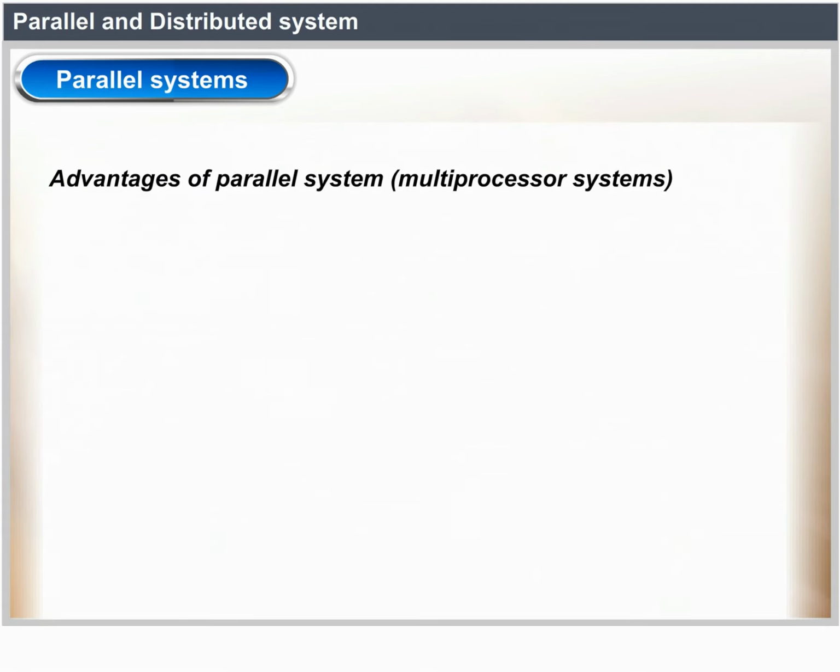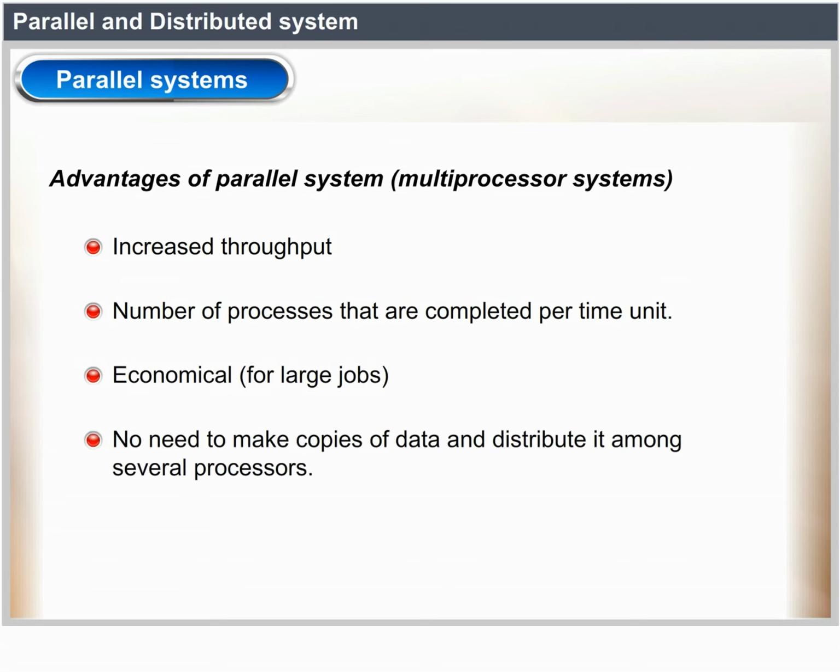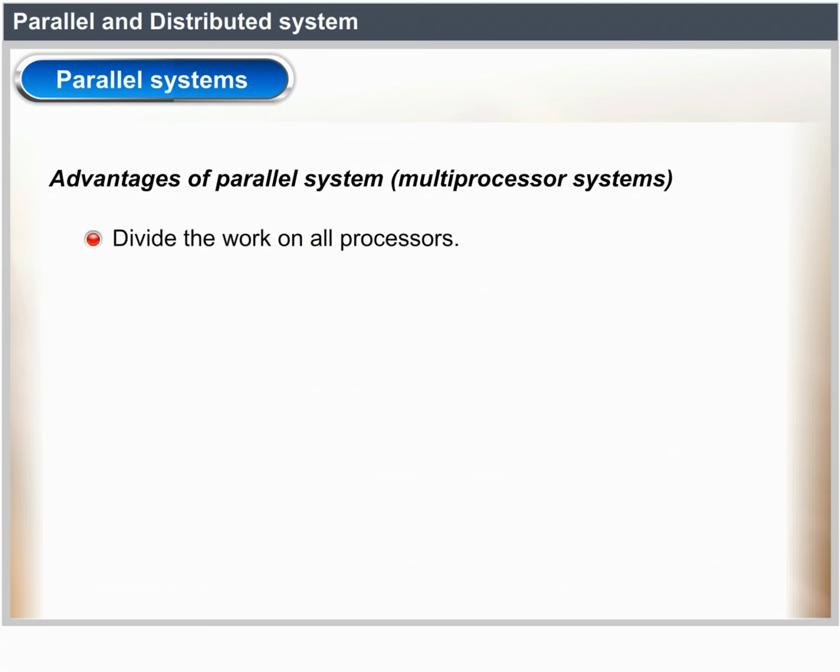Advantages of parallel systems, multiprocessor systems. Increased throughput, the number of processes that are completed per time unit. Economical for large jobs, no need to make copies of data and distribute it among several processes. Faster for large jobs, divide the work on all processes. Increased reliability, fault tolerant.